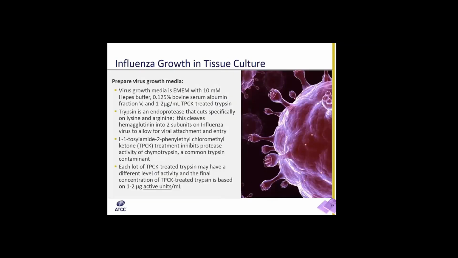The reason that such a high cell confluence is required for influenza is because the virus growth media contains TPCK-treated trypsin, and this may cause some of the cells to dislodge from the monolayer. The virus growth media does not contain any FBS the way that we grow them here. It contains 1 to 2 micrograms of TPCK-treated trypsin, and trypsin is an endoprotease that cuts specifically on lysine and arginine residues. This cleaves the hemagglutinin of the influenza virus into 2 subunits to allow for virus attachment and entry into the cell. TPCK treatment inhibits protease activity of chymotrypsin, which is a common trypsin contaminant.